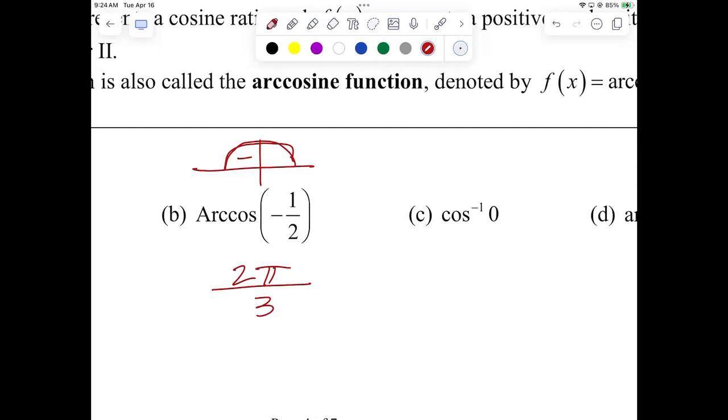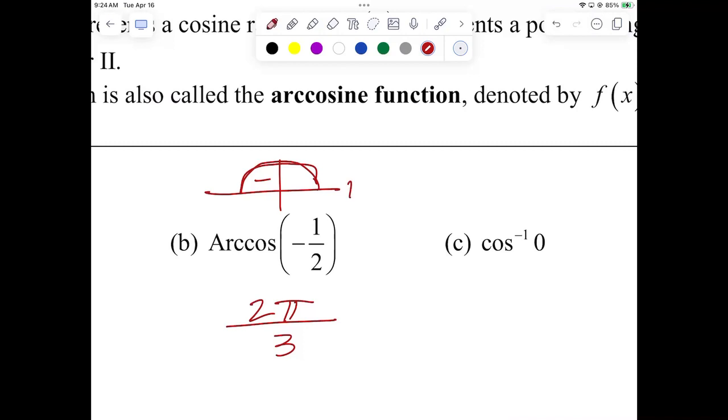How about arc cosine of 0? Here's where cosine is 1. Here's where cosine is 0. Here's where cosine is negative 1. So where is cosine equal to 0? Pi halves. Yeah. Let's just do a couple more here.